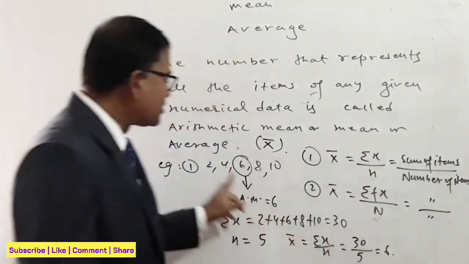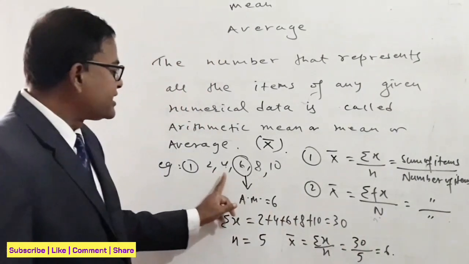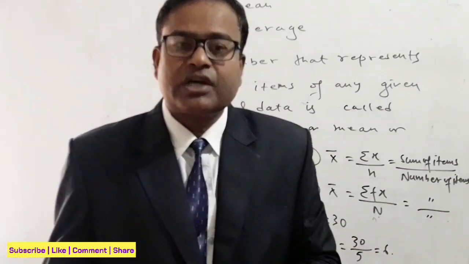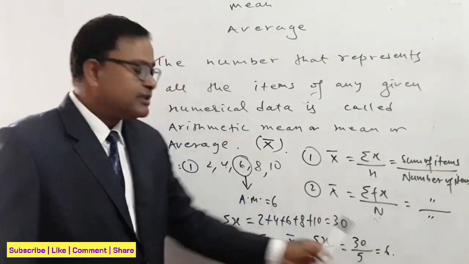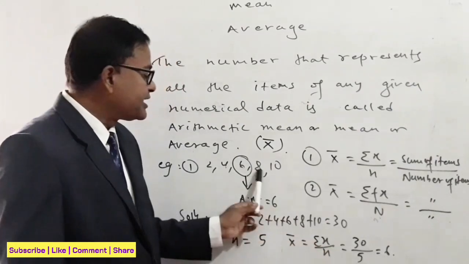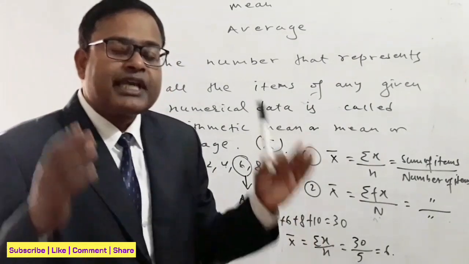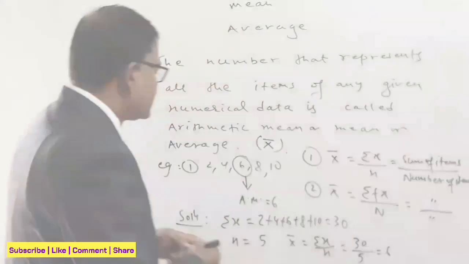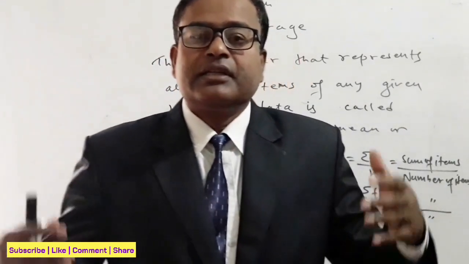Now 6 represents all the items. That means 6 represents the marks of each and every one of the 5 subjects according to our given data. So now 2 is represented by 6, 4 is represented by 6, 6 is also represented by 6, 8 is also represented by 6, and 10 is also represented by 6. The number that represents all the items of any given data is called average. I hope you have understood what is called average, what is called mean.